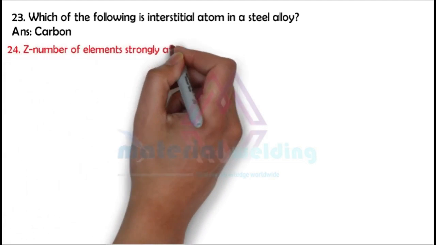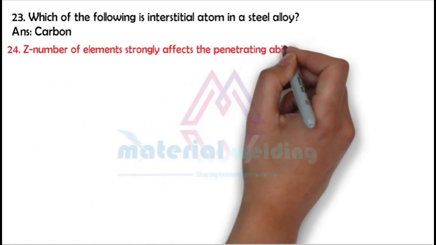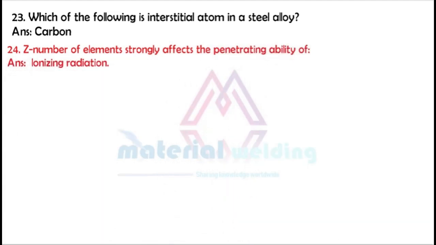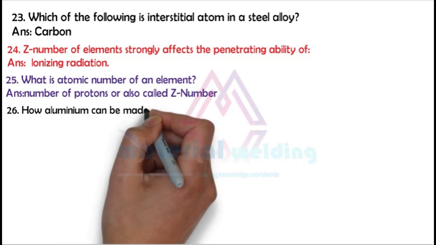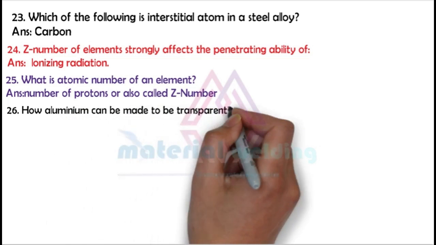Next, Z number of elements strongly affects the penetrating ability of ionizing radiation. So the higher the Z number, the more it can absorb the radiations. Next is, what is the atomic number of an element? Answer, the number of protons, also called Z number.